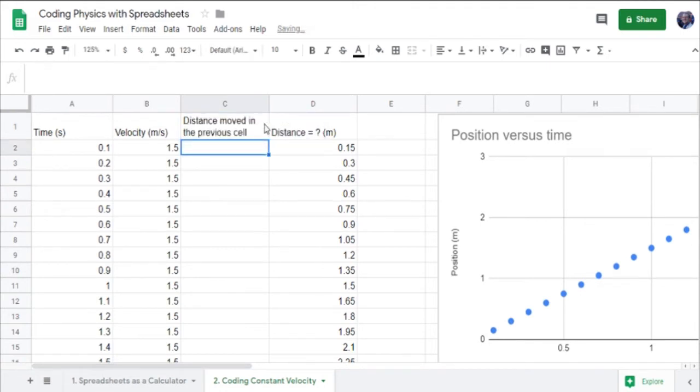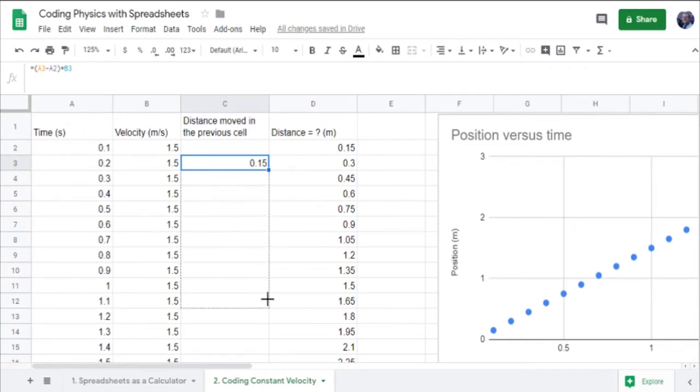There we go. The way I'm going to get that is first I need to get the amount of time that transpired, right? So I'm going to take the current time minus the previous time. So I'm taking A3 minus A2. I'm going to put those in parentheses because this right here, this is my delta t. This is how much time has elapsed since the last cell. Now I'm going to multiply that by the velocity. So this is velocity times time. So that'll give me a distance, right? It's the distance I moved in the previous cell.